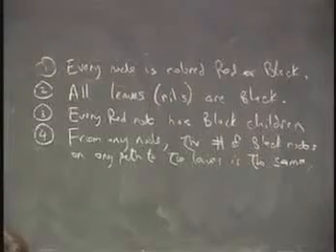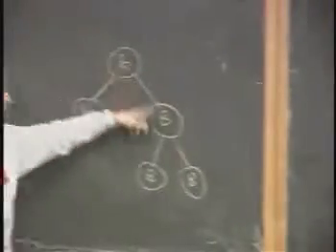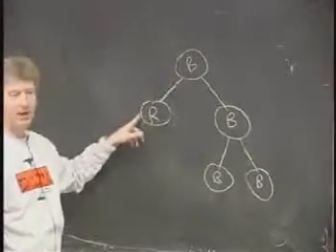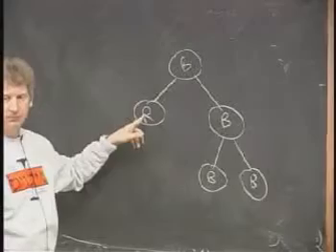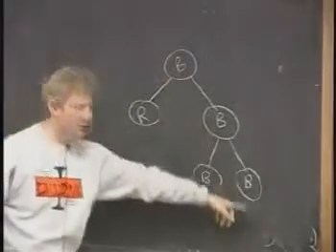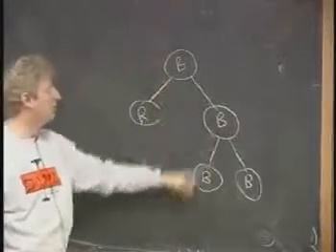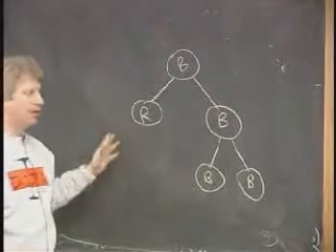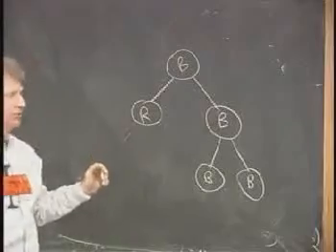Is that true here? Start from here. 1, 2, 3, 3 black nodes. 1. Wait a minute. Isn't that 4? Oh yeah, 4 including the leaves. 1, 2, 3, 4. 1, 2. That's not okay. That's not a red-black tree.